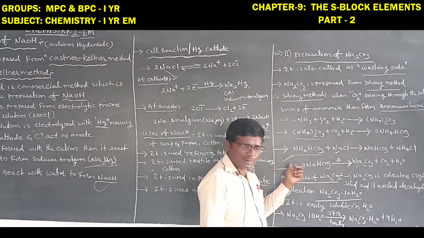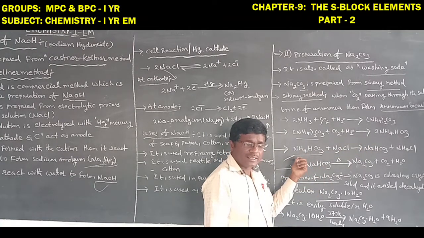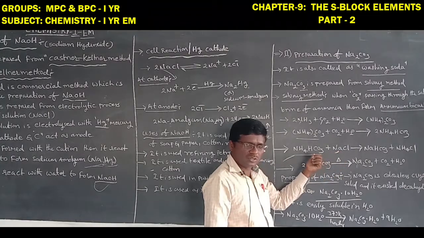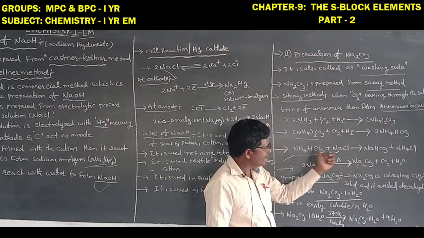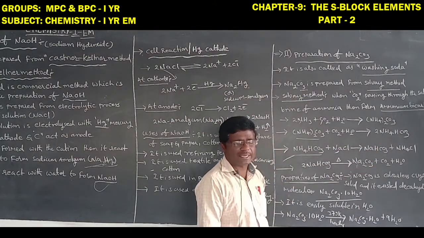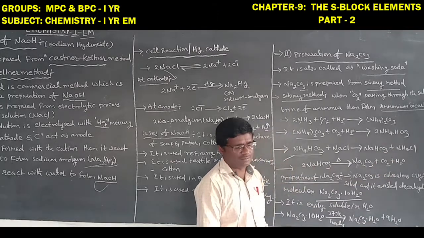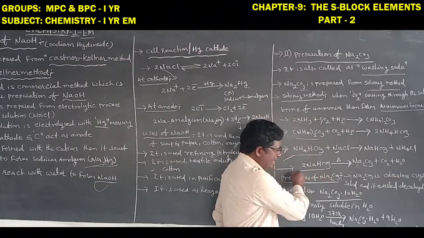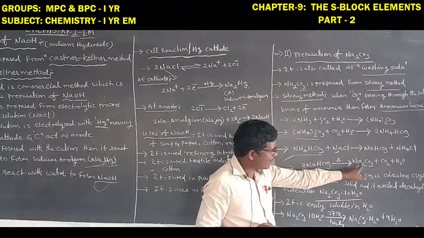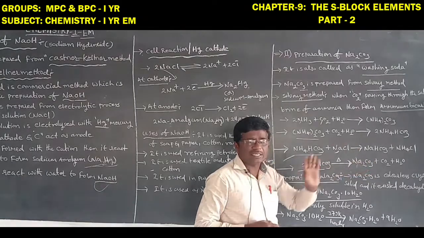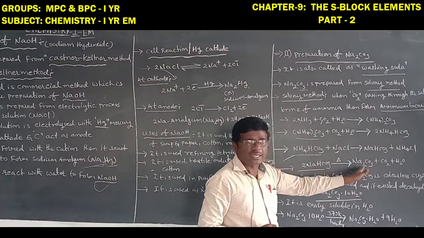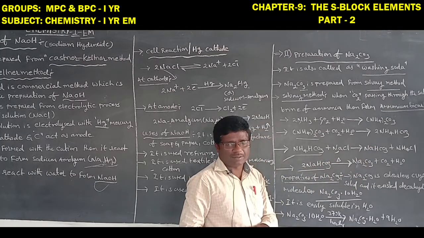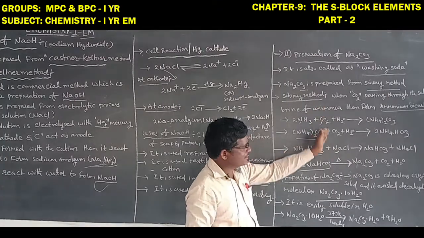Next, in the third process, ammonium bicarbonate is treated with the brine solution, sodium chloride solution, and they combine to form sodium bicarbonate and ammonium chloride. That is the third reaction. Next, sodium bicarbonate is heated at high temperature to form anhydrous sodium carbonate, along with CO2 and H2O. Those are the reactions in the Solvay process.